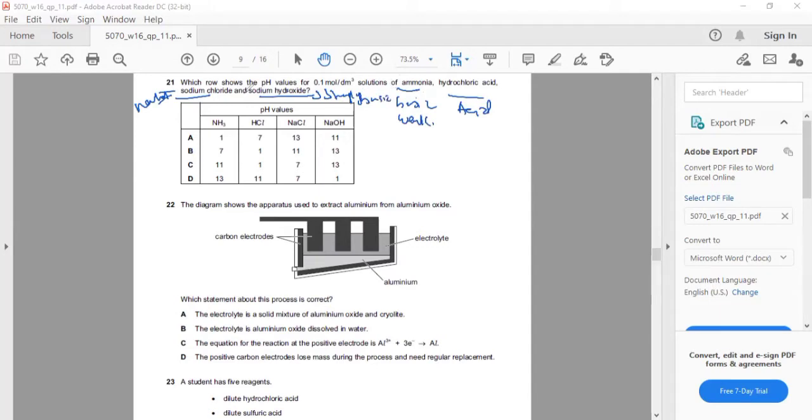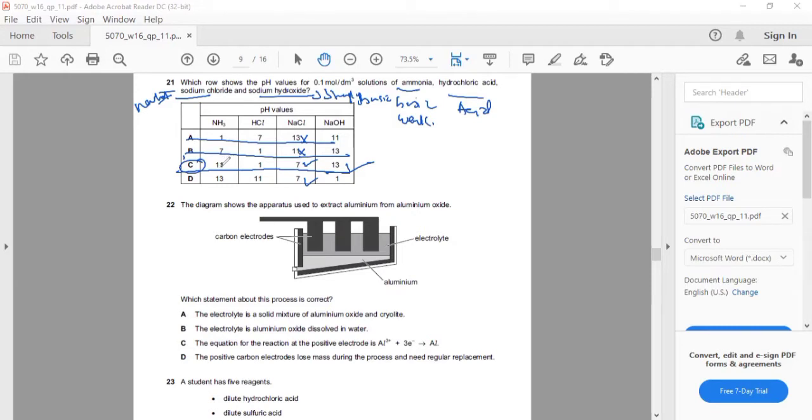So pH. Ammonia, NaCl is 7. This is wrong. It means A and B are wrong because NaCl must be 7. So 7 here also, 7 here also. NaOH must be base. So C is the answer because base is above 7.